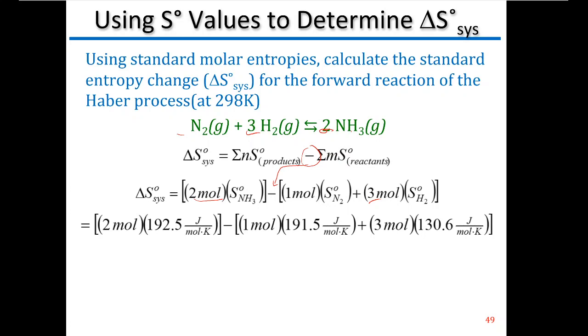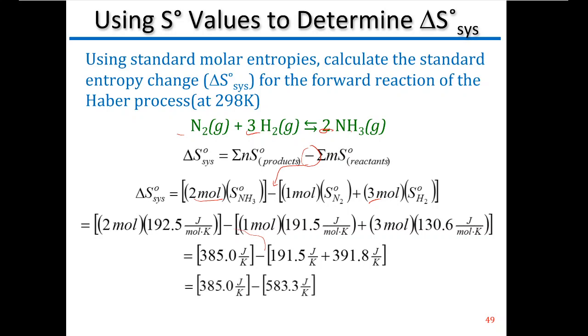All that's left to do is solve out the math. So do this multiplication and addition, and then do the subtraction. You end up with something like this. 2 times 192.5 gets you 385, minus 1 times 191.5 is just 191.5, plus 3 times 130.6 gives you 391.8. Then add those two together, and then you can do your subtraction. That leaves us with 385 minus 583. So you end up with minus 198.3 joules per Kelvin. Our sign is negative, so our entropy went down, just like we said.